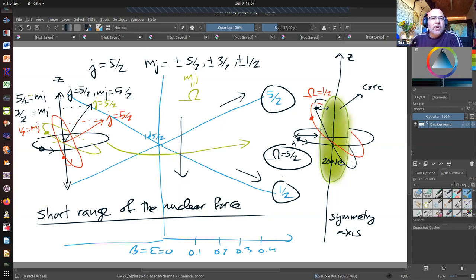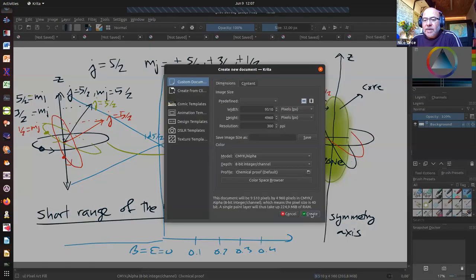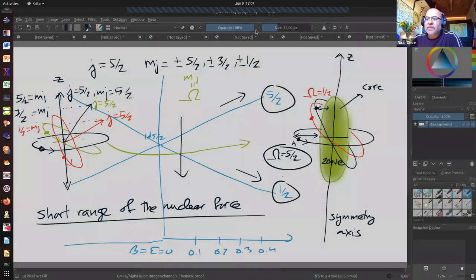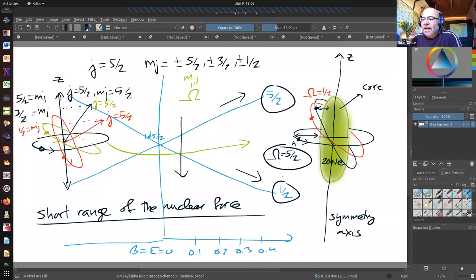So let's make a new one here just with that picture. Let's see where we can make it. We can make a nice one.